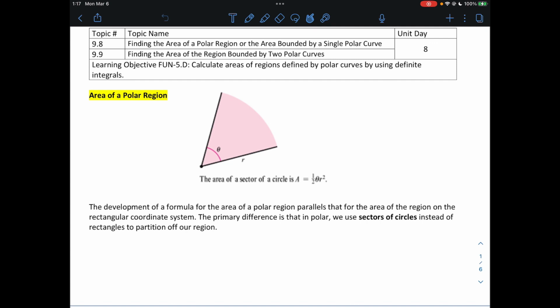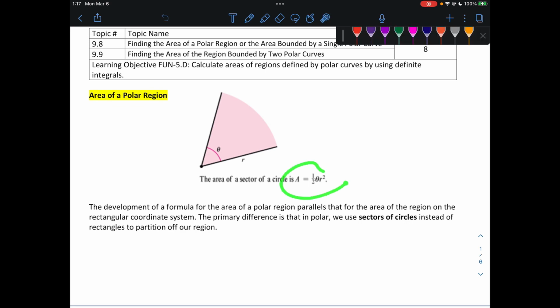We talked about with rectangular regions, dividing it into rectangles and using an integral to add up all the rectangles. So for polar, we're going to divide up into sectors. And the area of a sector of a circle is given by the formula right here, half theta r squared. The development of the formula for the area of a polar region parallels that for the area of the region in the rectangular coordinate system, like I said. The primary difference is that in polar we use sectors instead of rectangles to partition off our region.